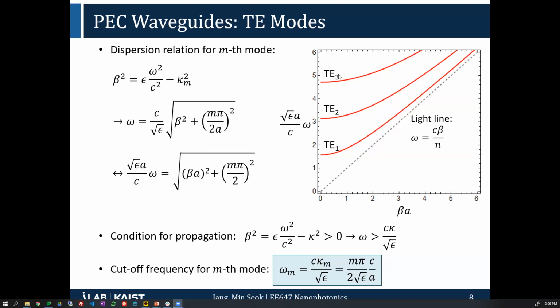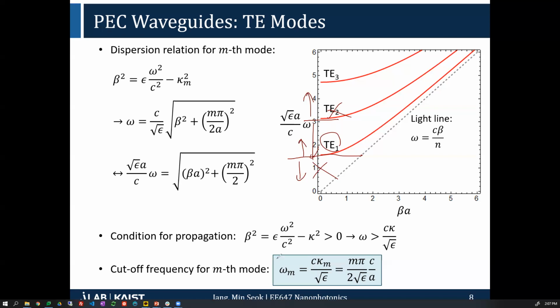So what I mean by cutoff is that let's look at the TE1 mode. The TE1 mode exists only above this frequency. Below this frequency, there's nothing, right? And the TE2 mode is only allowed above this frequency, but below this, there's no TE2 mode, right? So that means TE1, TE2, TE3, and all the other modes have a cutoff frequency.